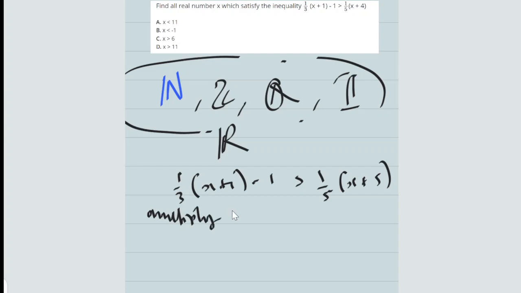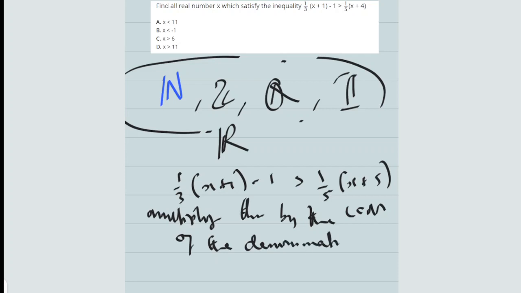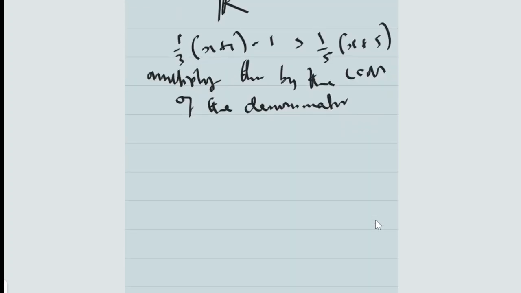You know, I told you in the first video that when you want to solve an equation or an inequality involving fractions, what you have to do first is to get rid of the fraction. And if you want to get rid of the fraction, you have to multiply through by the LCM of the denominators. What is the LCM of the denominators? I think it is 15.